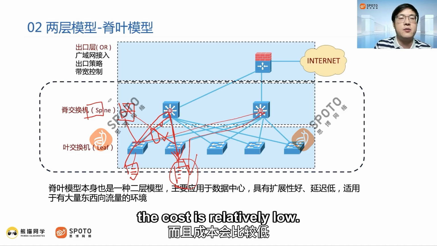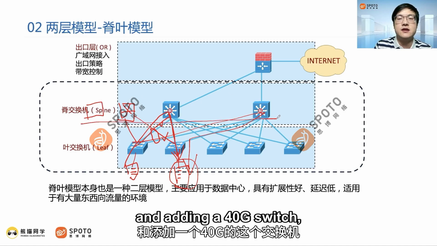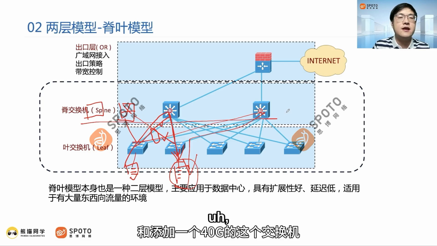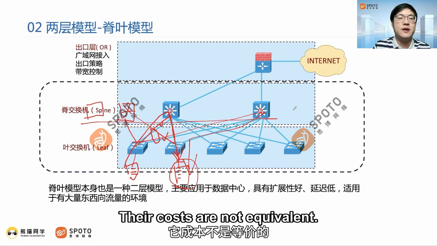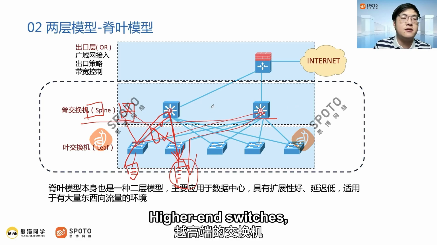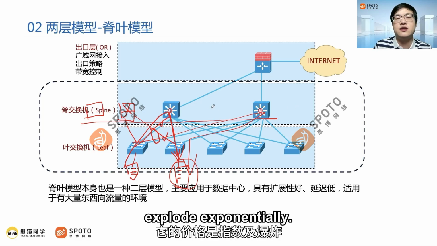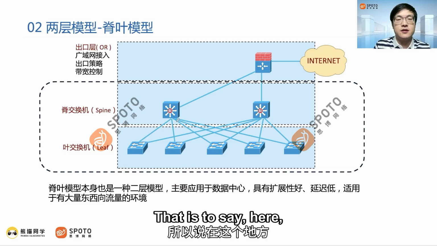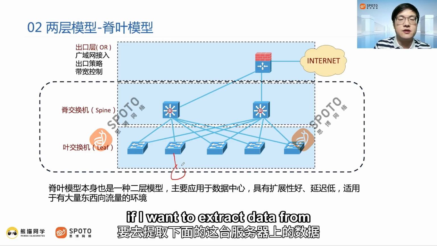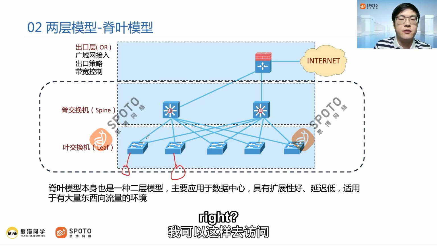Moreover, the cost is adding a 10 gigabit switch versus adding a 40G switch. Their costs are not equivalent. Higher-end switches' prices explode exponentially. It is not simply multiplication. So, if I want to extract data from this server below, I can access it like this, and like this.